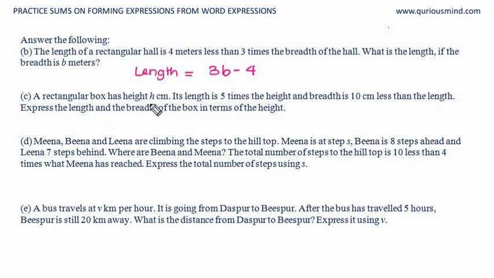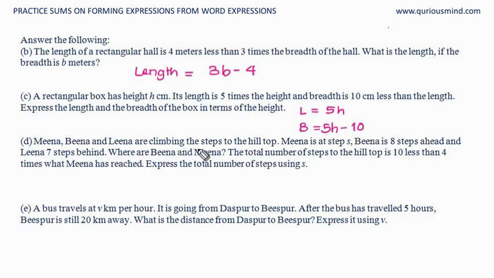A rectangular box has a height of h centimeter. Its length is 5 times the height and breadth is 10 centimeter less than the length. Express the length and breadth of the box in terms of height. So length will be L. L is 5 times the height. So 5 into h, which is 5h. And breadth is 10 centimeter less than the length. Less means minus 10 than 5h. So breadth is 5h minus 10.